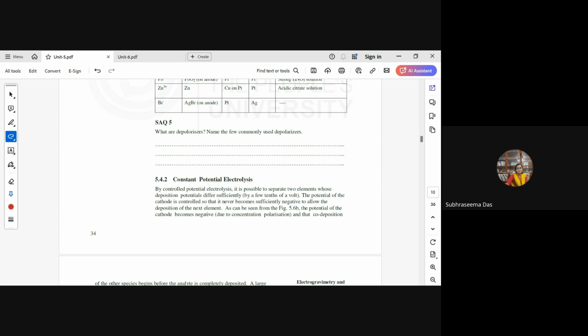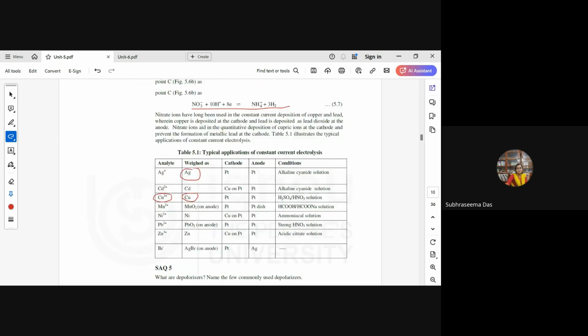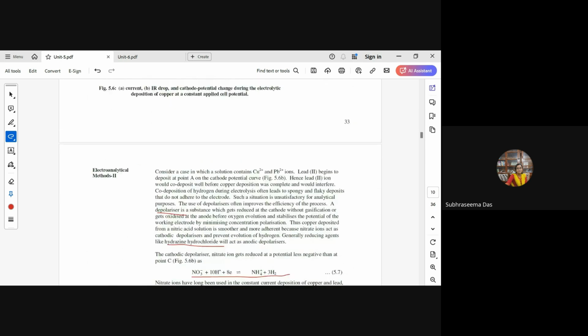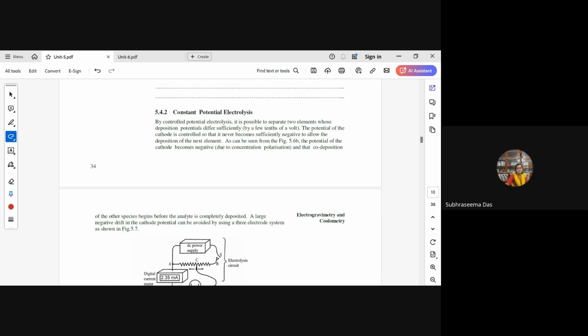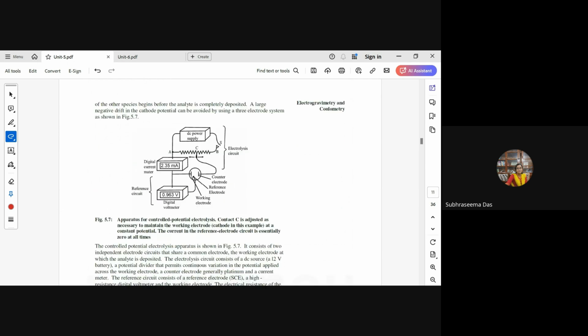The potential of the cathode is controlled so that it never becomes sufficiently negative to allow the deposition of the next element. As you can see in figure 5.6b, the potential of the cathode becomes negative due to concentration polarization, and since co-deposition occurs, the large negative drift in the cathode potential is avoided by using a three electrode system, as shown in figure 7. This is what is called controlled potential electrolysis, and the three electrode system is shown here.